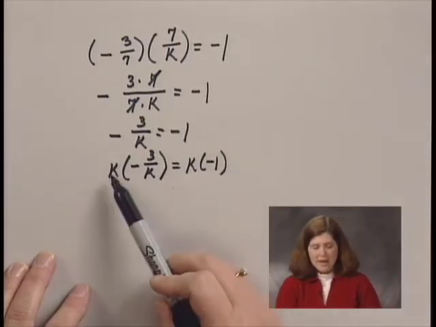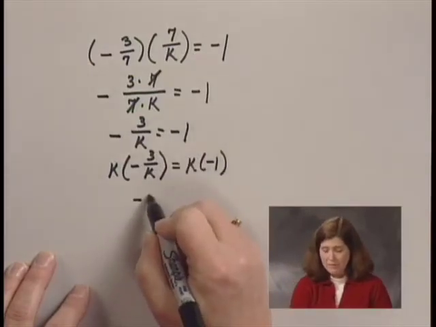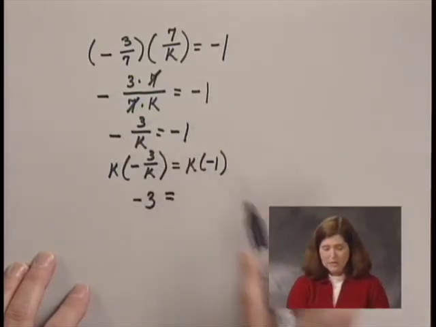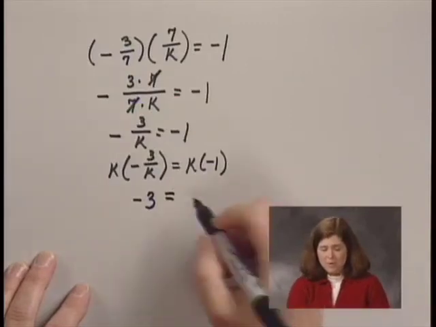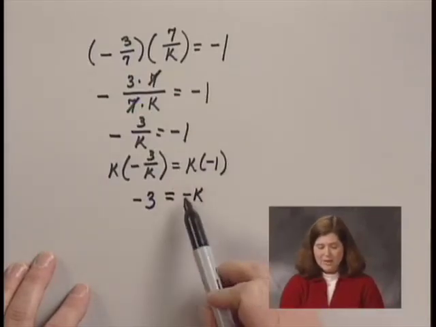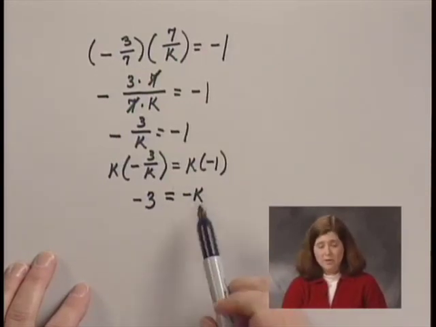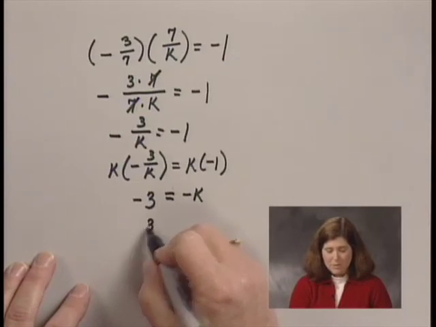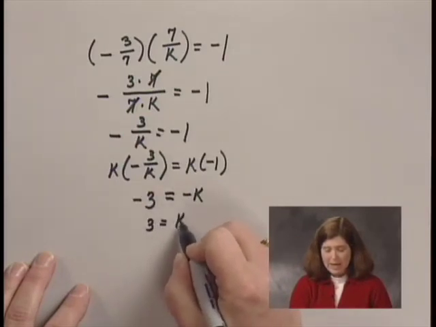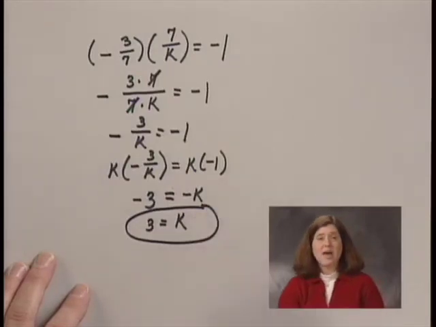and I'll have k times negative 3 divided by k, which will just give me negative 3, equals k times negative 1, which is the opposite of k. Now, I don't need the opposite of k, I need k, so I need to multiply both sides of this equation by negative 1, and that gives me that 3 equals k. And that is the answer because we were asked to find the value of k that would make those graphs perpendicular.